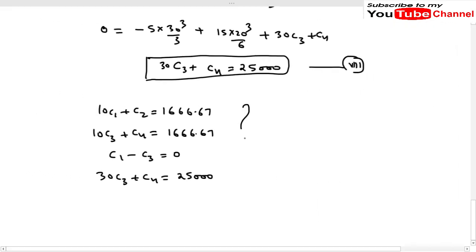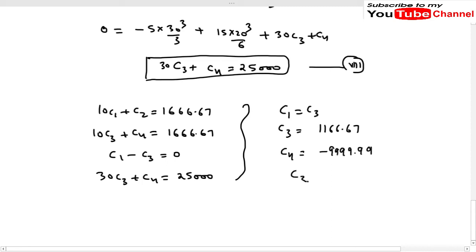So after solving these 4 equations, you will get the value of c1 is equal to c3, and c3 will be equal to 1166.67, and the value of c4 will come out to be minus 999.99, and the value of c2 will come out to be minus 10,000. Okay, now we have got these constants.